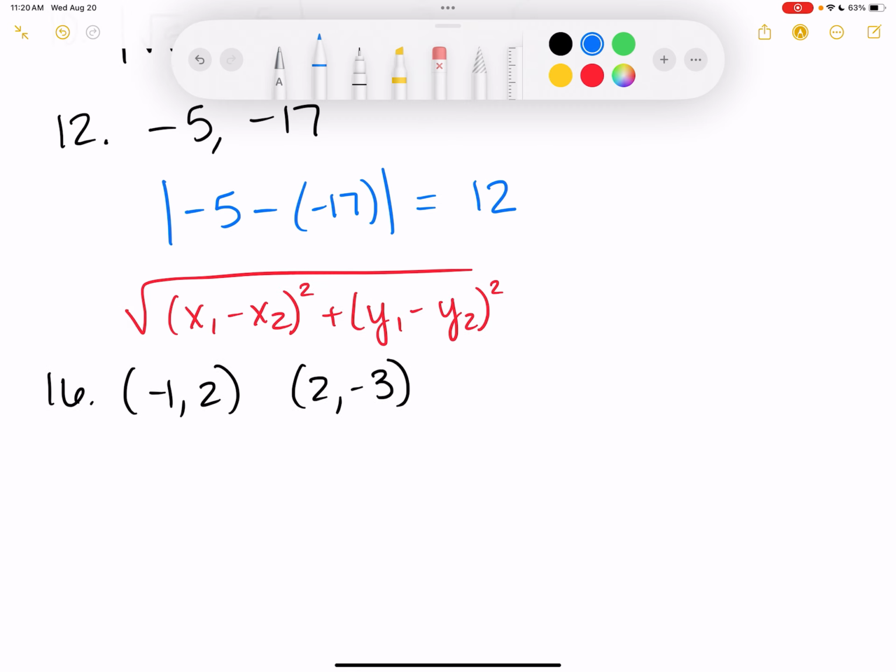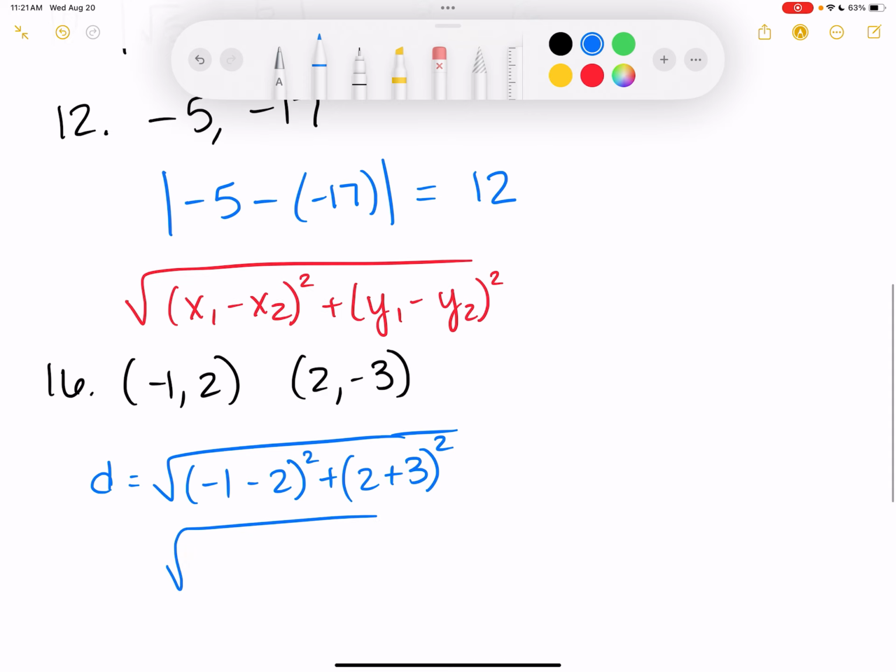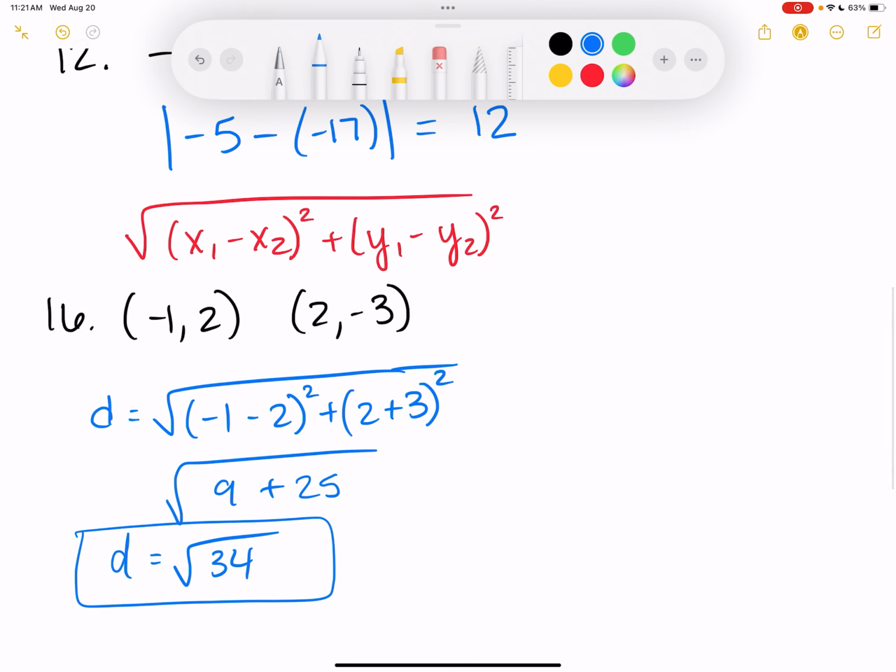So the distance is equal to the square root of -1 minus 2 squared plus 2 plus 3 squared. Yep, because minus negative is plus. Good. So then this would be the square root of 9 plus 25, right? Yeah. Square root of 34. And we can just leave it like that for our answer.